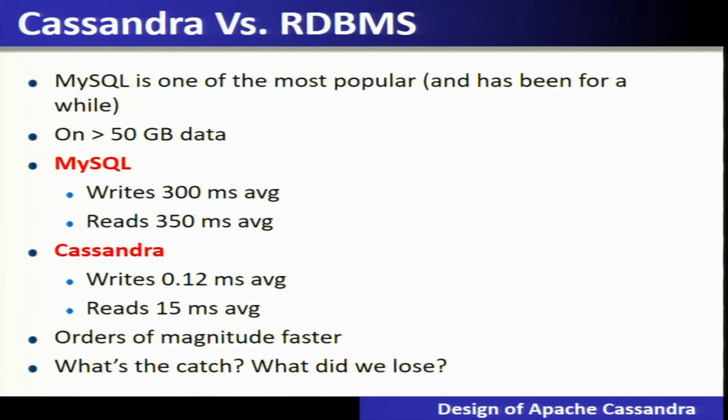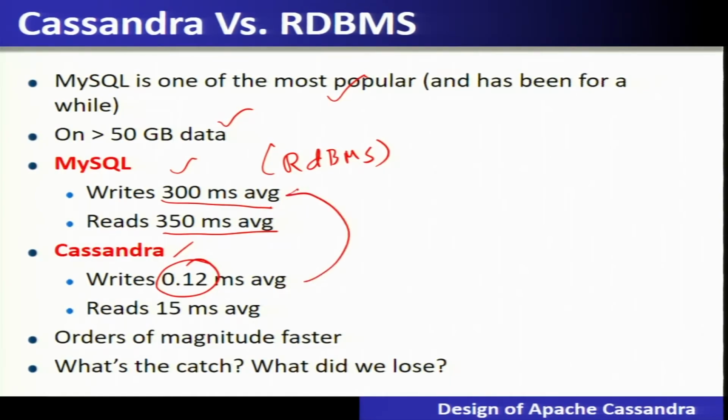So, therefore, let us compare the Cassandra versus RDBMS. So, MySQL is one of the most popular for a while. So, let us say that we want to compare the Cassandra versus RDBMS on data which is 50 GB data. So, what we have found out is that MySQL writes usually take 300 milliseconds on average. Reads in MySQL, that is in RDBMS, take 300 milliseconds, whereas in Cassandra the writes will take only 0.12 milliseconds on an average.